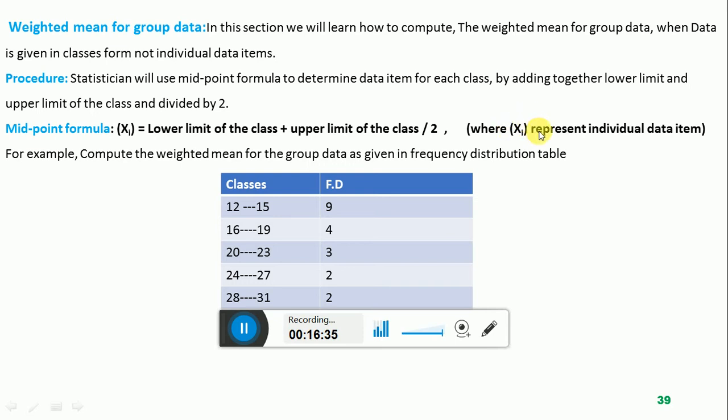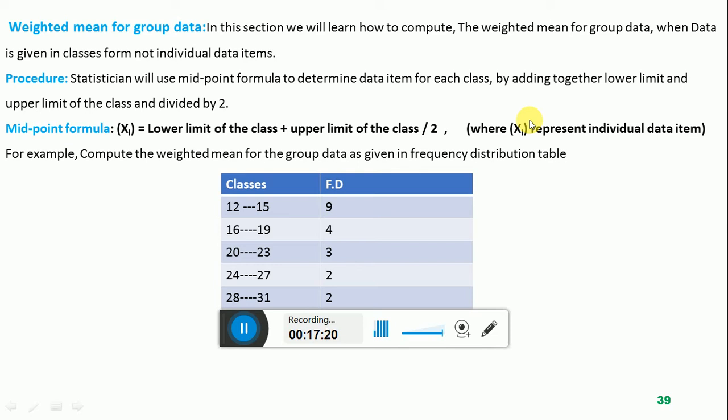Now what is Xi? Xi represents the individual data item of the individual particular class. This subscript i runs from 1 to n, the number of data items. If the value of this small i is 1, then x1 defines the first data item of the first class. But if i is 2, then x2 defines the second data item of the second class. If i is 3, then x3 represents the third data item of the third class that the statistician will develop by using the midpoint formula.